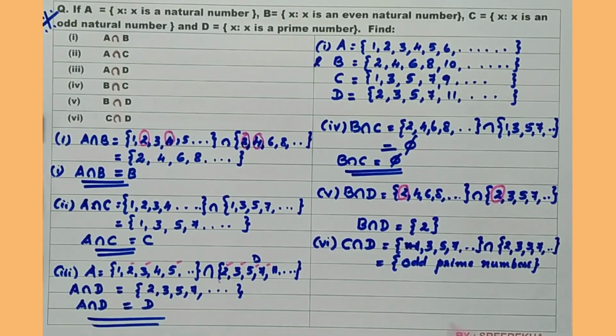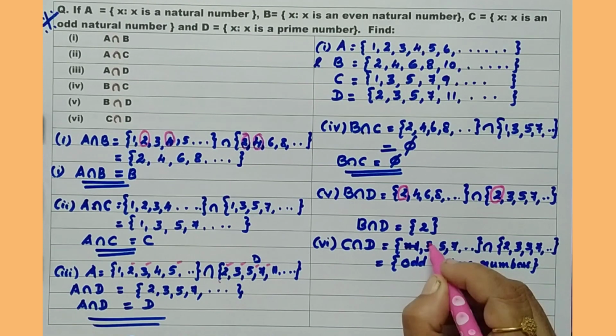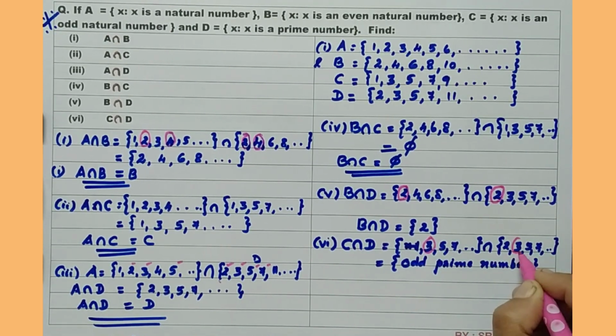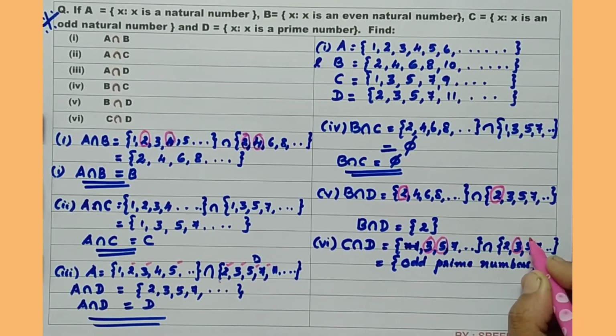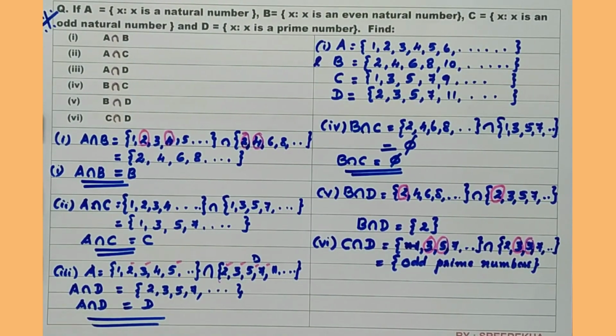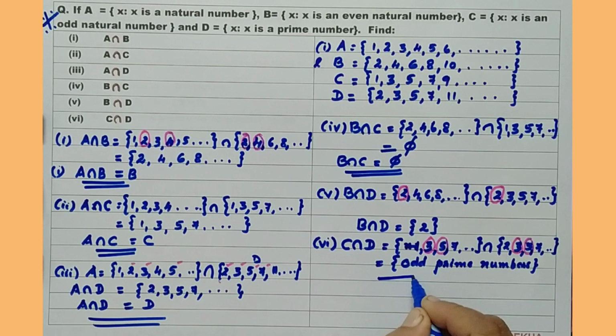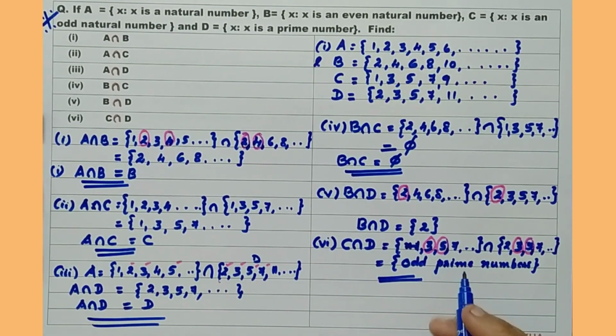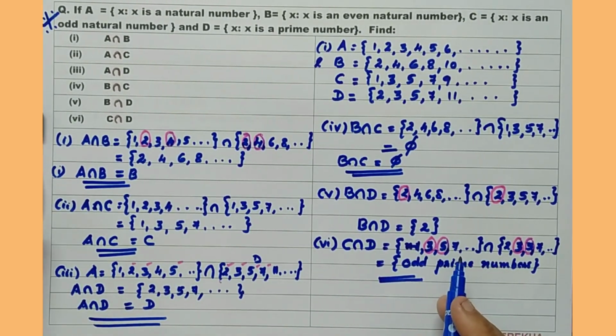Look at this. 2 is not a common element between them. 3 is the common element. 5 is a common prime. So all odd prime numbers you can find from these two sets. Try to do it yourself, and if in doubt, look at this one. So I finished this section.